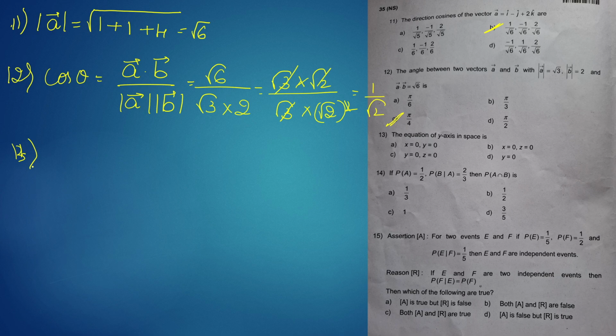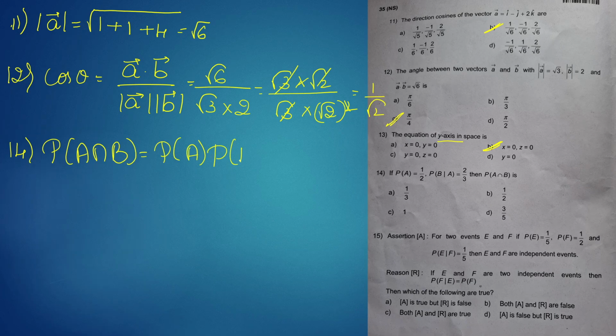13th one. The equation of y-axis will be x equal to 0 as well as z equal to 0. For the 14th question, we use the multiplication theorem, that is probability of A intersection B is equal to probability of A into probability of B given A. If we substitute the value 1 by 2 into 2 by 3, which is nothing but 1 by 3, that is option A.